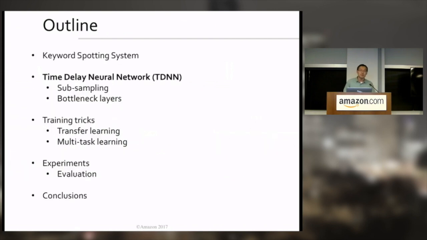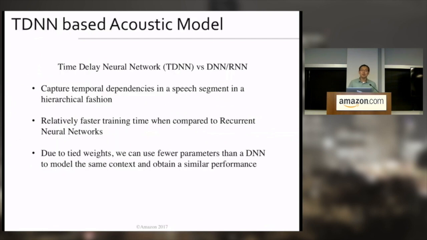Okay, let's go to the next section, which is about the time delay neural network. Compared to the feed-forward DNN or the recurrent neural network, the time delay neural network, or TDNN, captures the temporal dependencies in a speech segment in a hierarchical fashion, which I will explain in more detail later. It has relatively fast training time when compared to recurrent neural networks. Because TDNN has tied weights, we can use fewer parameters than the traditional DNN to model the same context of speech and obtain similar performance.